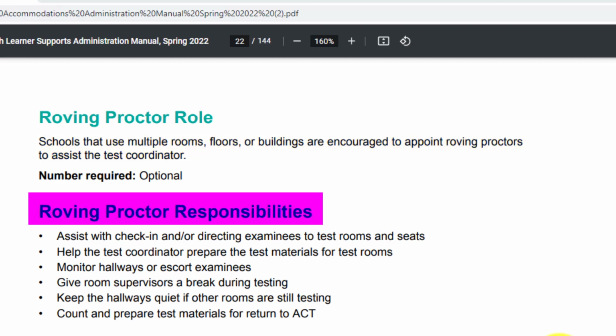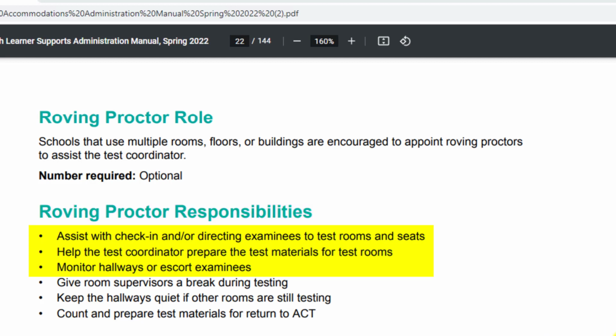Roving proctor responsibilities. Assist with check-in and/or directing examinees to test rooms and seats. Help the test coordinator prepare the test materials for test rooms. Monitor hallways or escort examinees. Give room supervisors a break during testing. Keep the hallways quiet if other rooms are still testing. Count and prepare test materials for return to ACT.